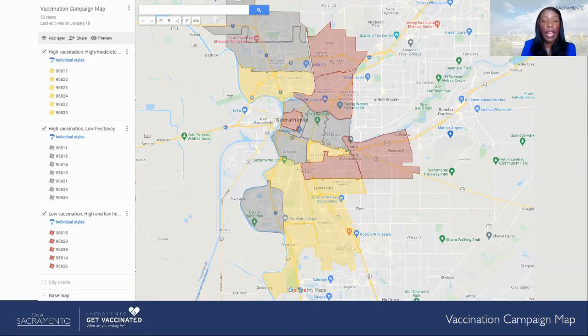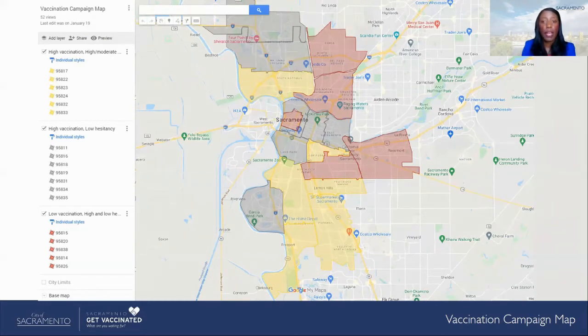This campaign aims to support community-based organizations with their vaccination efforts to increase vaccination rates in the areas where vaccination rates are currently lower than desired. As the map indicates, we really want to focus on the red and the yellow areas, with red being the highest priority. Please note that we are focused on activities that take place in the City of Sacramento limits.